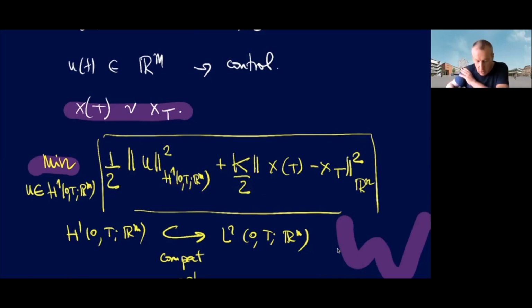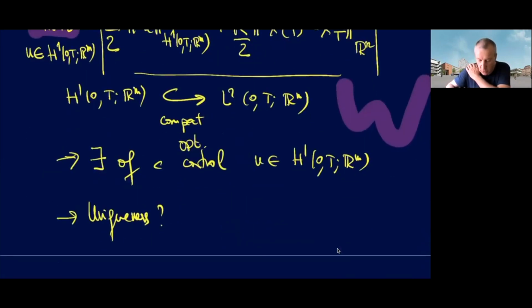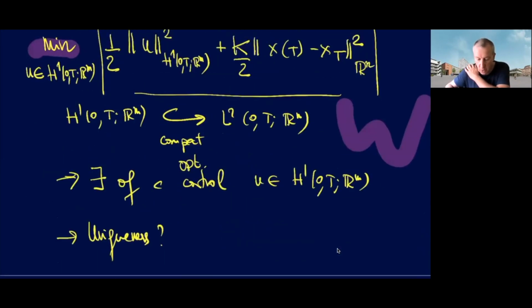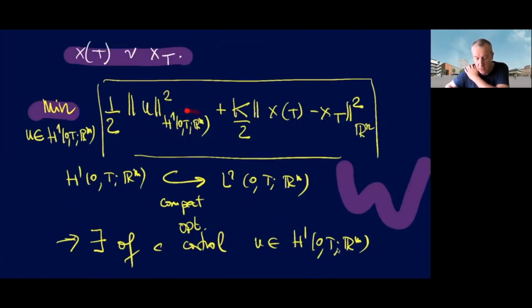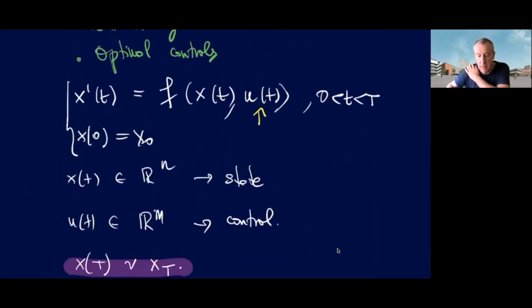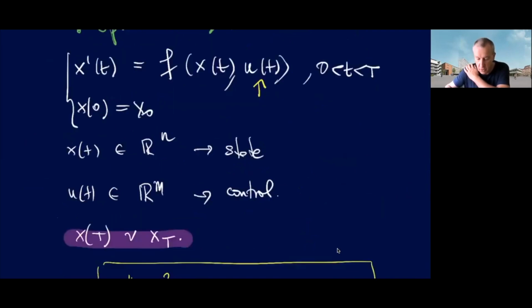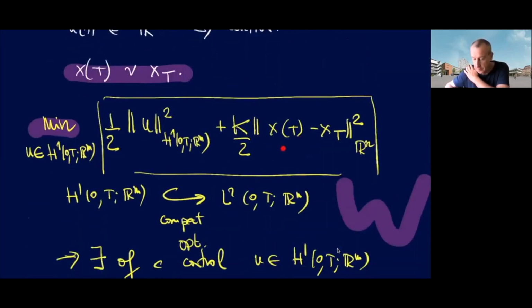So just to make sure that I have existence of the control, I will impose a penalization on the control in H1, that I know by Sobolev embeddings is compact in L2, and this suffices to pass to the limit to say that the solution associated to the limit of the controls is the minimizer of the functional, right? And then I said, question, is this minimizer unique?